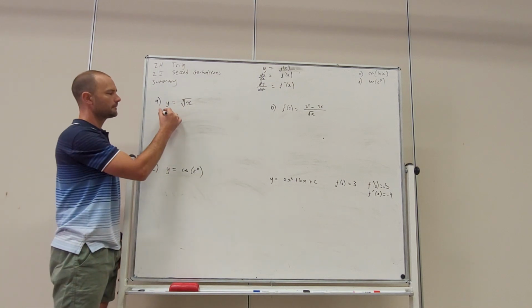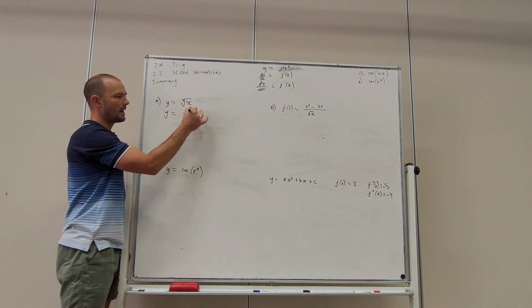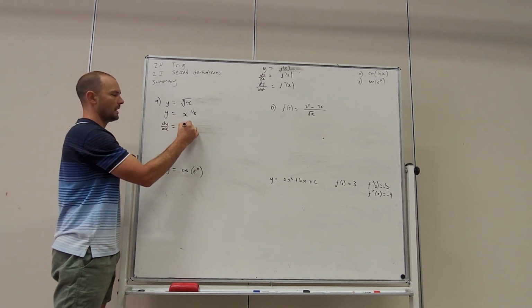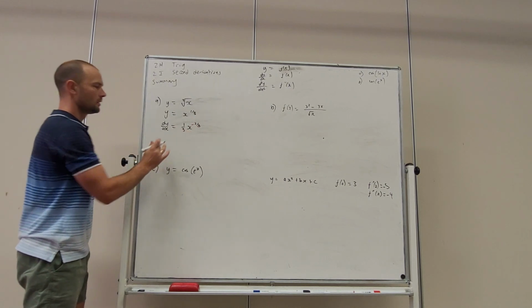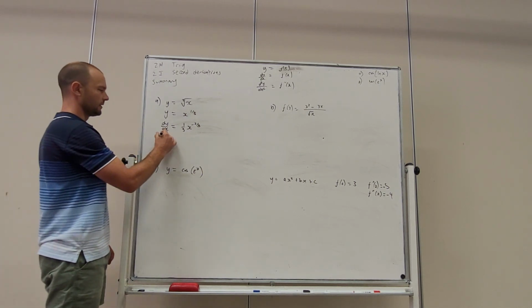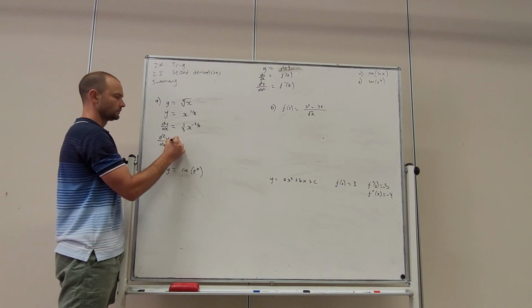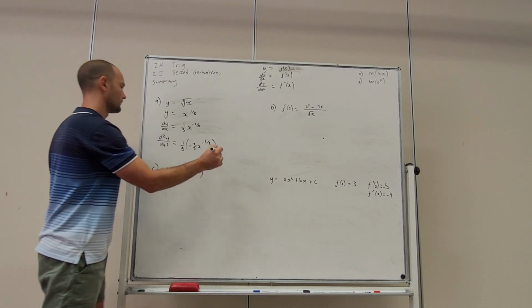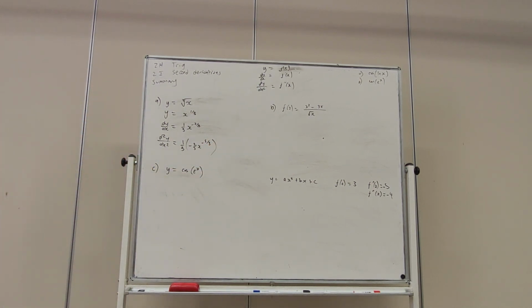So if we're going to differentiate this, first we're going to express it as a power, and now we're ready to differentiate. Just using the power rule. That's our first derivative. And then we'll move to the second derivative immediately. Full marks. So just applying the power rule twice.